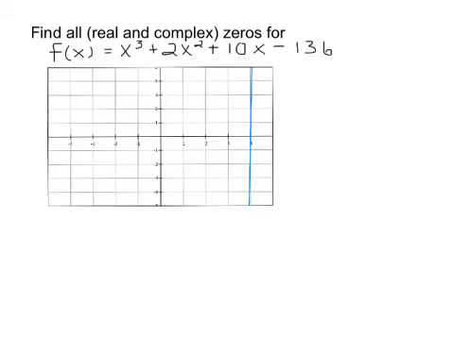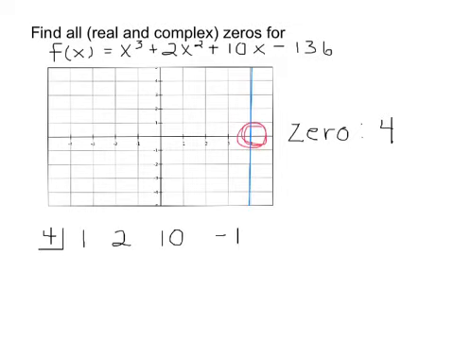But the main thing we're interested in is where this graph crosses the x-axis, and as we can see, it crosses at 4. So what that tells us is that we do know one zero, namely 4. So we can now proceed by putting 4 in the box of a synthetic division and divide 4 into this polynomial. So the coefficients would be 1, 2, 10, and -136.